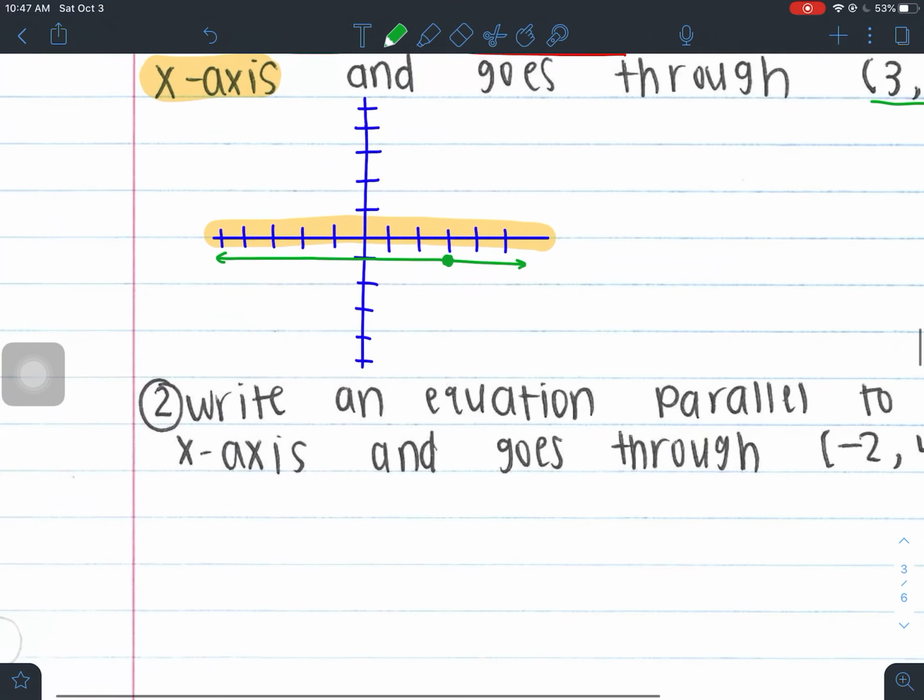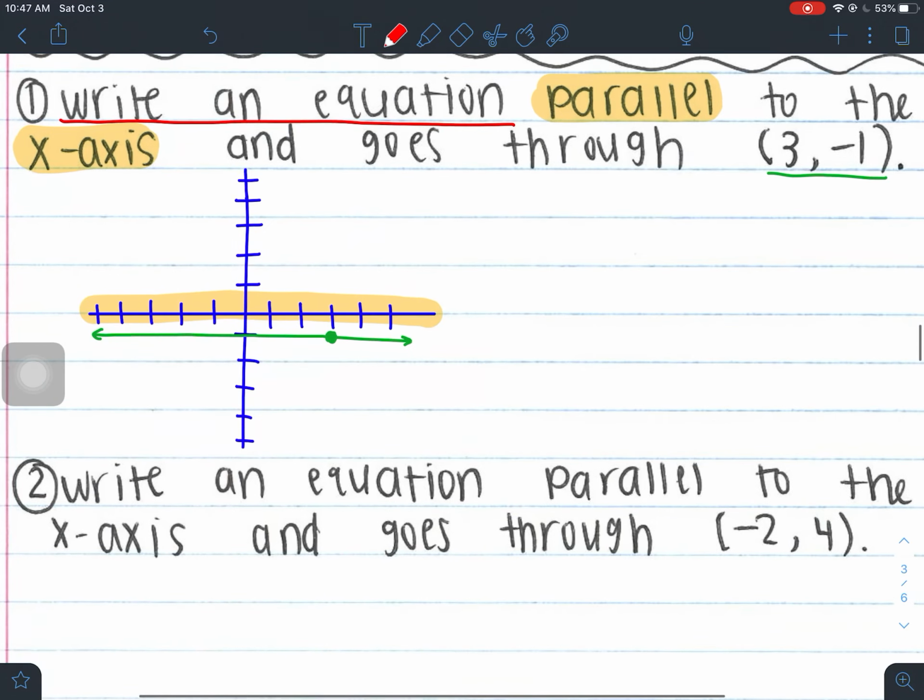All right, now here's how to write the equation. Okay, these equations are super easy. You just have to look at the graph that you just drew to help you. What axis does this green line cross? The axis that the green line crosses is the y-axis, so it's going to start with y equals. What number does the line cross at? It crosses at the number -1. So our equation is y equals -1.